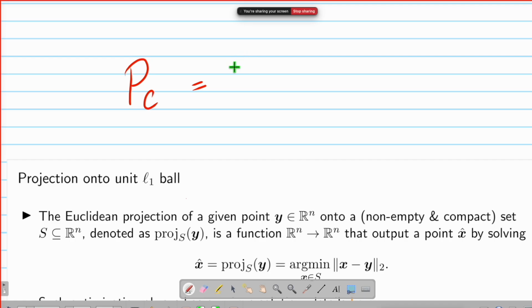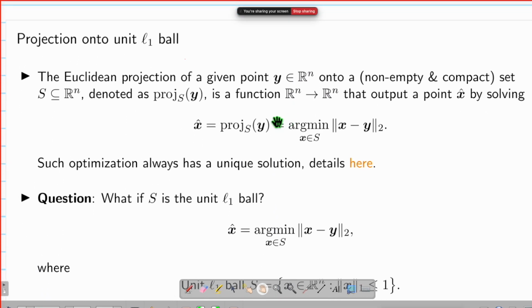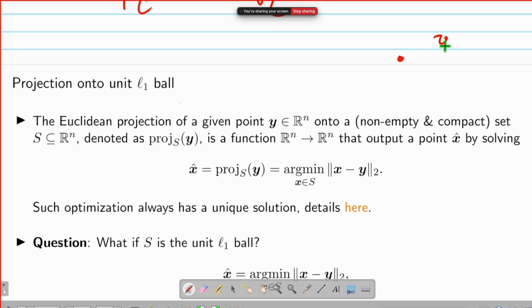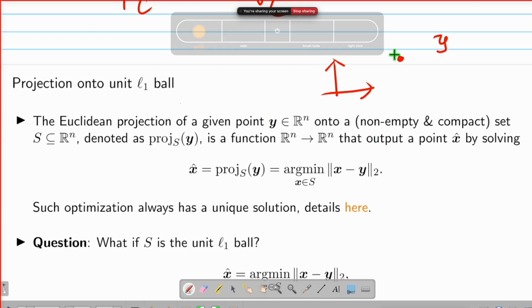In these notes, I write it as PRJ, which means I spell the whole thing. So what's that? We have a point y, which is given, in a two-dimensional coordinate system. So this is a vector y, or I just draw a point here. And then we want to project onto a non-empty, compact set S. Why do we need this? Because if S is empty, we project to vacuum, which means no solution. Compact means closed and bounded.